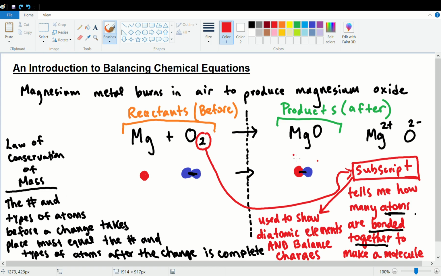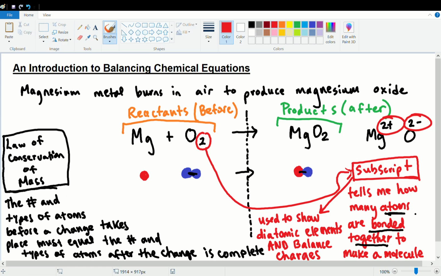We also said the way we figured out the subscripts for this magnesium oxide was by balancing these charges. Okay, so we're using the subscripts to show diatomic elements and to balance charges. So in order to come back to this law of conservation of mass, what we cannot do is we cannot put a 2 there. We cannot change the subscripts, okay?